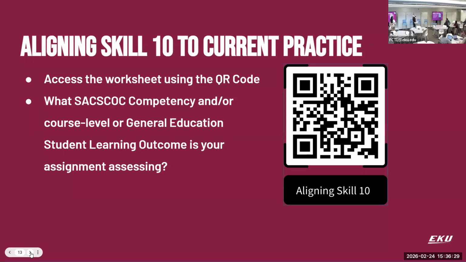So going back to the worksheet, just really quickly, I'm asking you all to take a look at your assignment and identify the SAC-COC competency or the course-level or gen ed student learning outcome that your assignment is assessing. Some of you may be using existing assessment assignments, which is great, because then you know exactly. Some of you may be using something you haven't used for assessment before, something in the class where you ask people to use information for decision making. Does everybody know this off the top of their head? Okay.